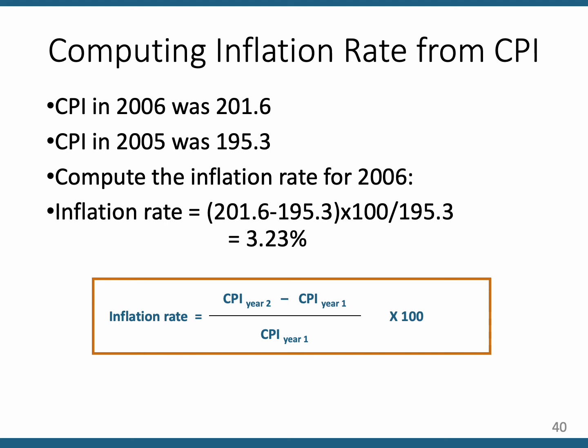Now it's time to compute an inflation rate. The inflation rate is just the percent change in the price index from one year to the next. So to find out the percent change, you remember the simple formula that we use, right? Anything that's measured over time, it's the new number minus the old number divided by the old number. So the CPI in 2006 minus the CPI in 2005 divided by the CPI in 2005 would give us the inflation rate for 2006.